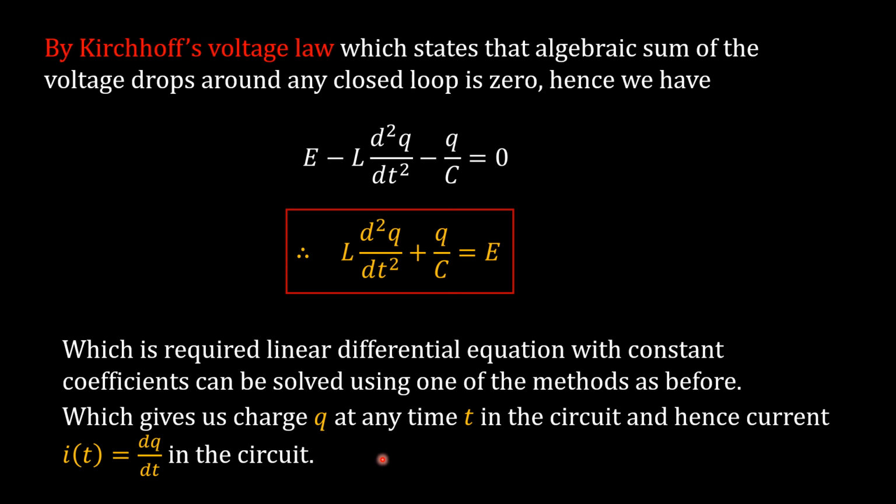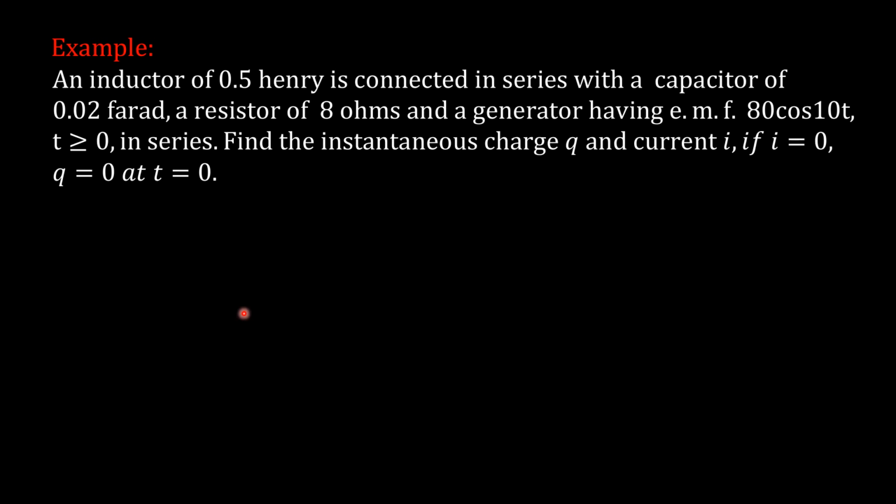Now we will solve one example so that we understand what we have discussed here. So let us go to the example. An inductor of 0.5 Henry is connected in series with a capacitor of 0.02 Farad, a resistor of 8 ohms and a generator having EMF, a variable voltage source, 80 cos of 10t, where t is greater than or equal to 0, all connected in series. We want to find the instantaneous charge q and current I if I equals 0 and q equals 0 at t equal to 0.